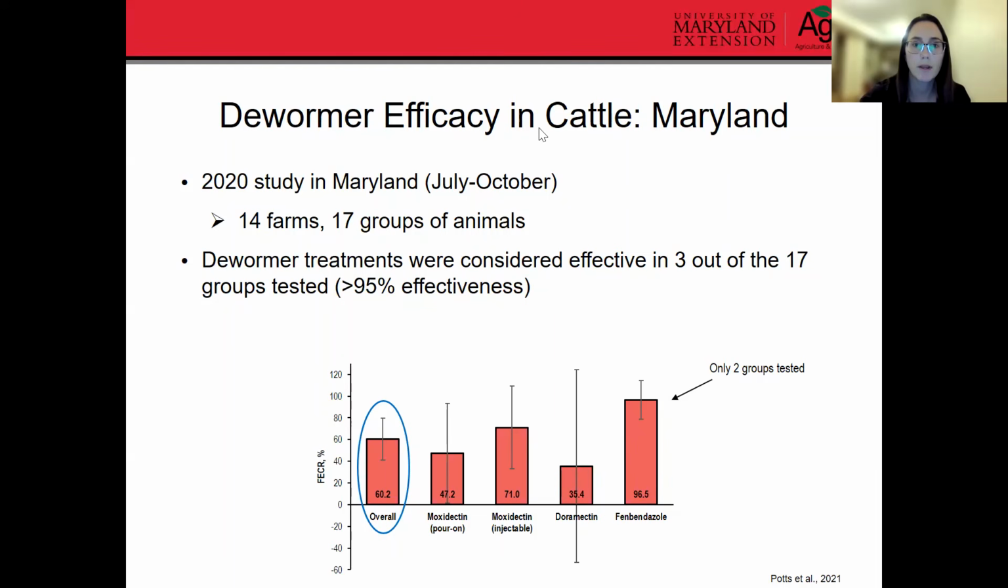So again, this is to say we do have resistance going on, so we need to do everything we can to help mitigate that.